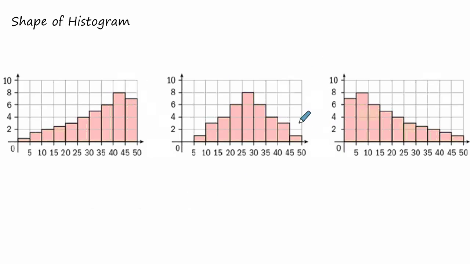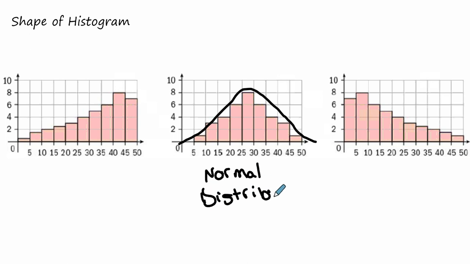Okay, look at this middle one. I need you to see this middle one. This looks like a bell curve. Do you see the bell? This is called a normal distribution. With a normal distribution, in the middle is the most amount of data, and then it tapers down. It has this bell shape. And we're going to see a lot of normal distributions in the next unit for statistics.